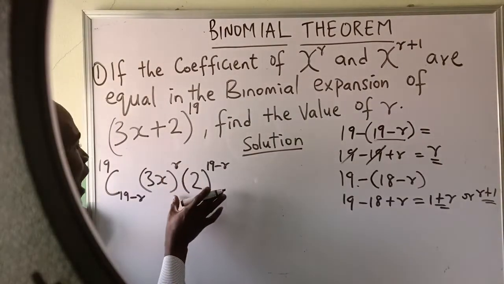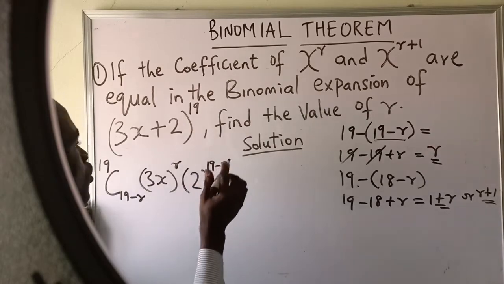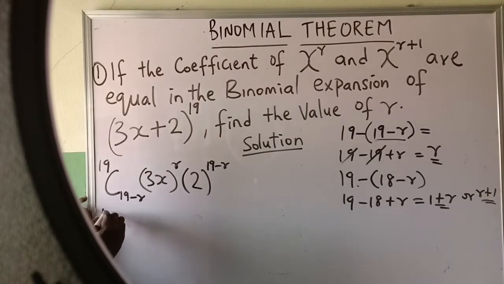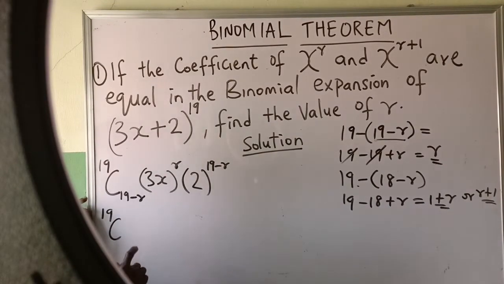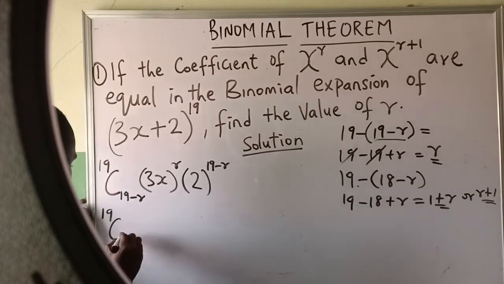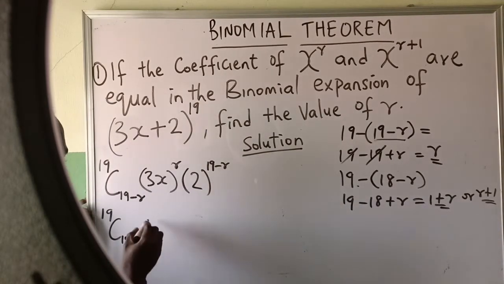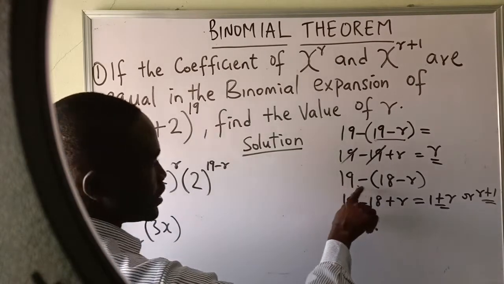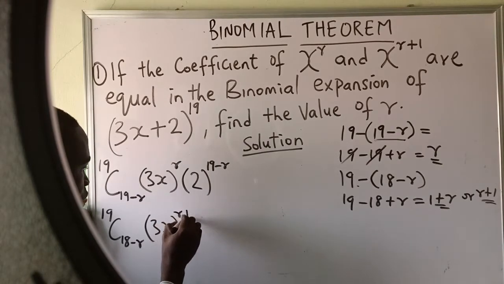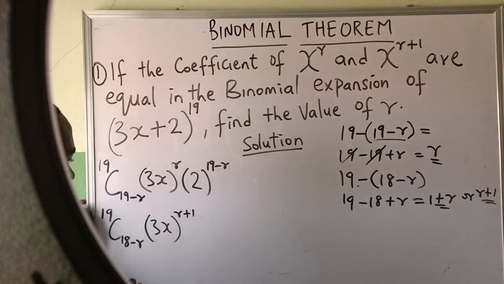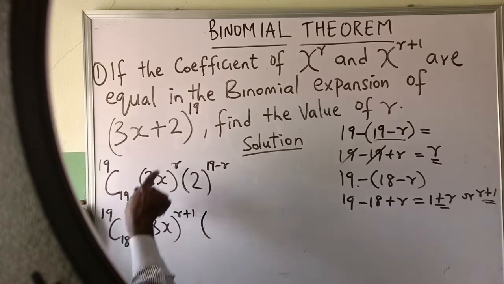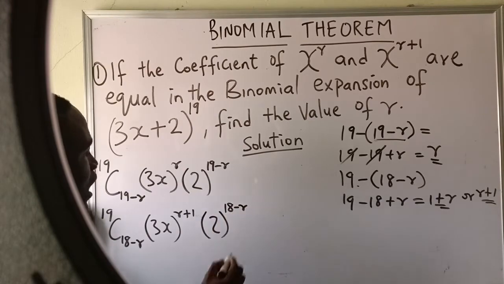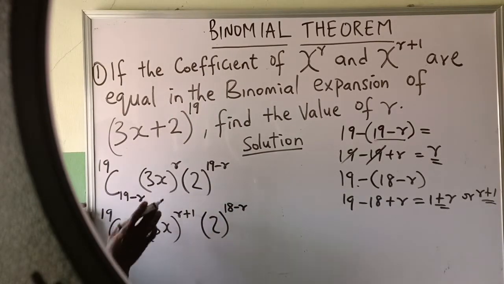After getting it this way, you come to the next one, which is the one on x to the power r plus 1. You now say 19 combination. What is our r? 18 minus r. Bracket, write the first one, 3x raised to the power of this minus this. This minus this will give you r plus 1. Then you write 2 raised to the power of 18 minus r. You have gotten this, you have gotten this.